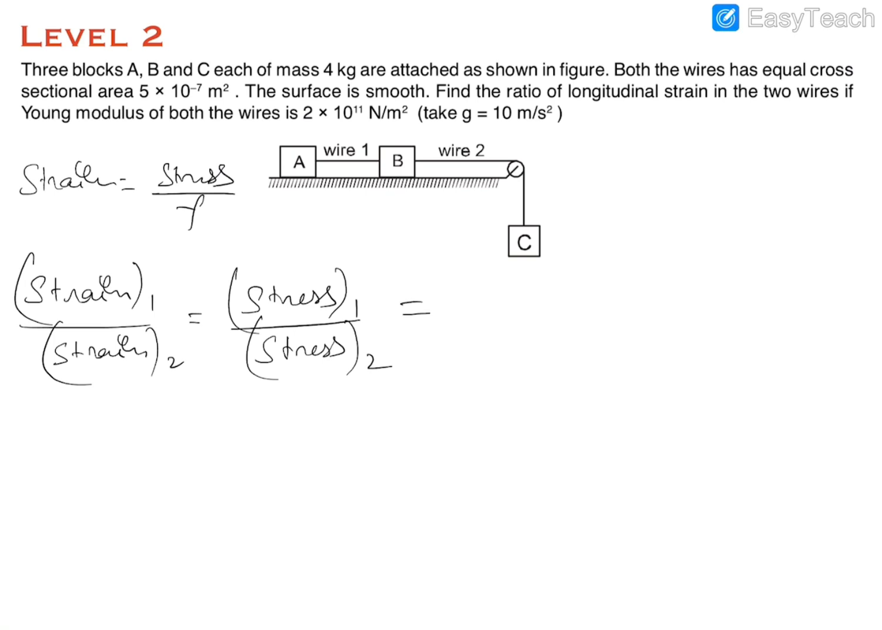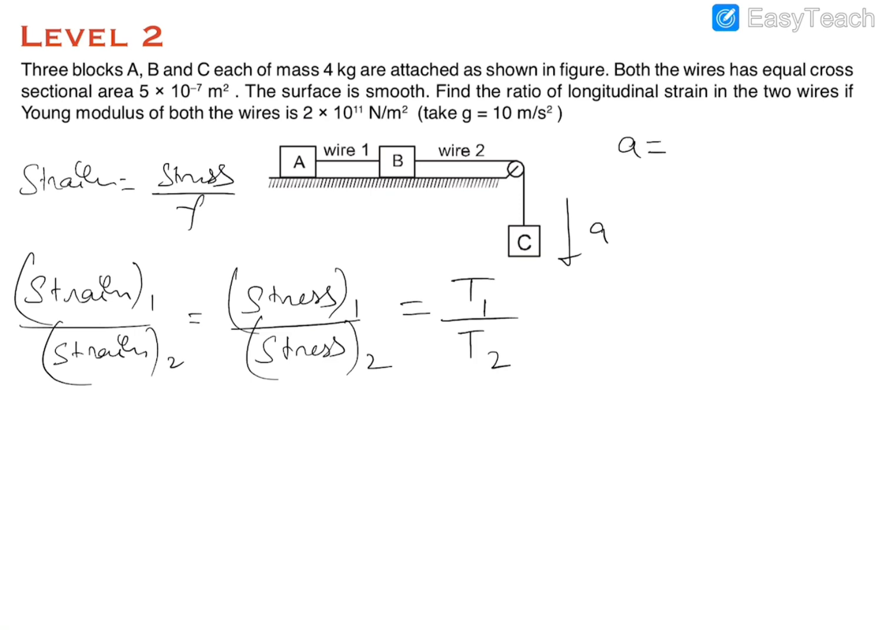So stress in 1 will be tension in wire 1 upon area, and stress in wire 2 will be tension in wire 2 upon area. Now we know that area is also same, so we can just eliminate the area, and therefore we can find out the acceleration of the system.